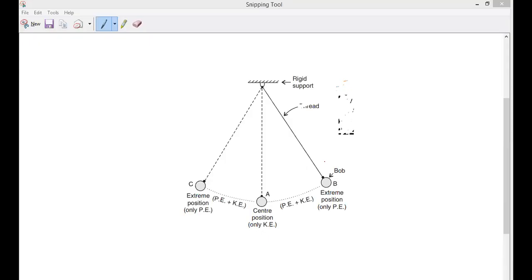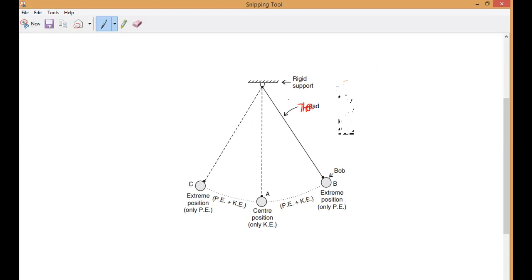Now, this is what we used to call a simple pendulum. You might have noticed it in our lab, or you can make it at home, and in the next offline class we can also see it. This is a simple pendulum, which we can make with just one thread and one rigid support. This is the thread, and this is the simple pendulum.